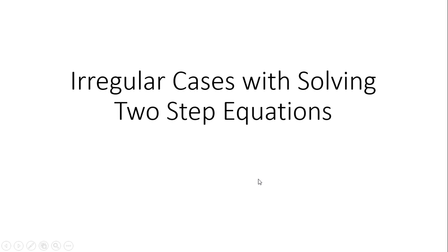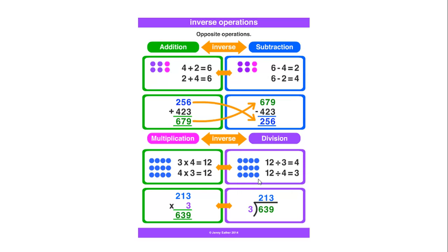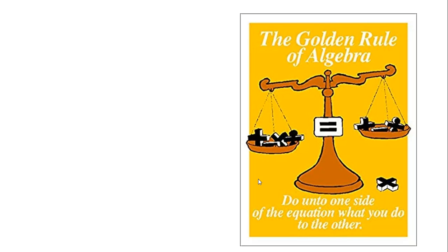We're going to be going through some irregular cases with solving two-step equations. So you guys have been practicing solving two-step equations for a little while now, about a week and a half. So we're going to go through some funny cases now. You should be very familiar with this diagram. These are the inverse operations. We have addition and subtraction, which undo each other, and then multiplication and division that undo each other as well.